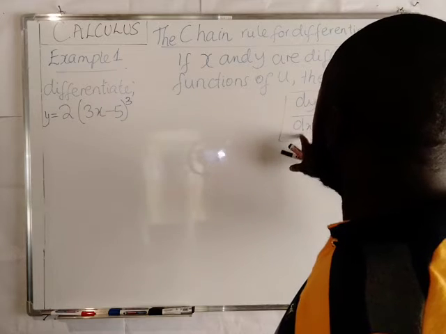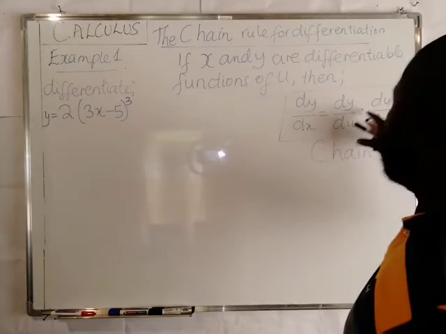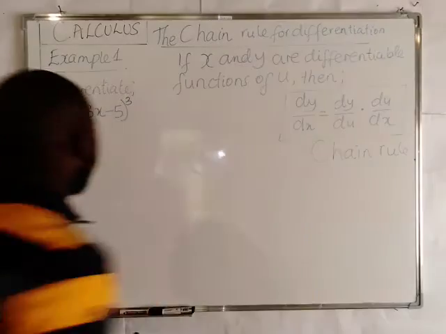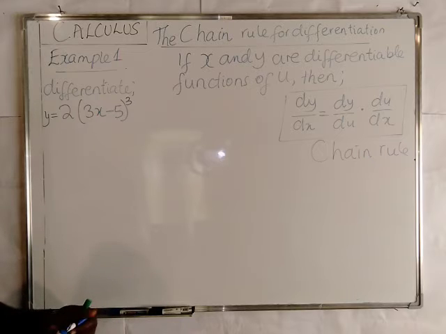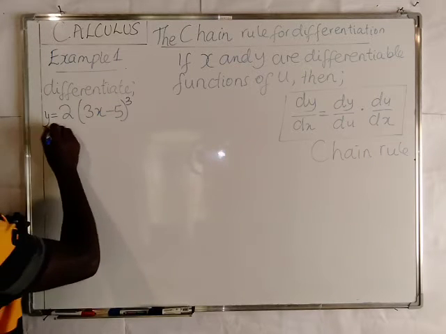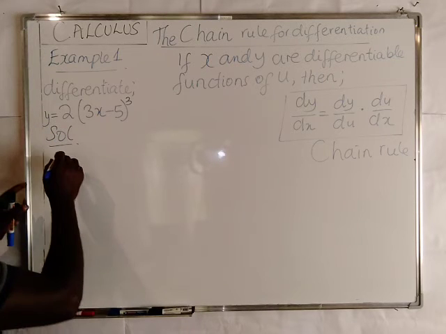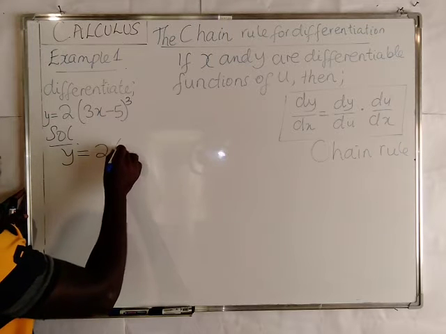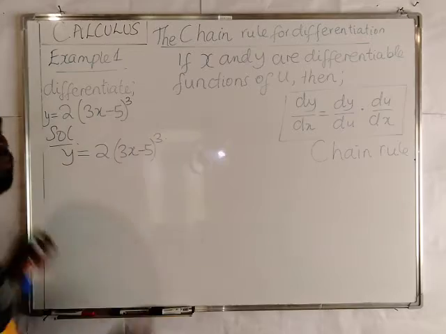dy/dx is equal to dy/du multiplied by du/dx. So what this means is that when you are given a function of this kind, forming our example, we have y is equal to 2(3x minus 5) power 3.